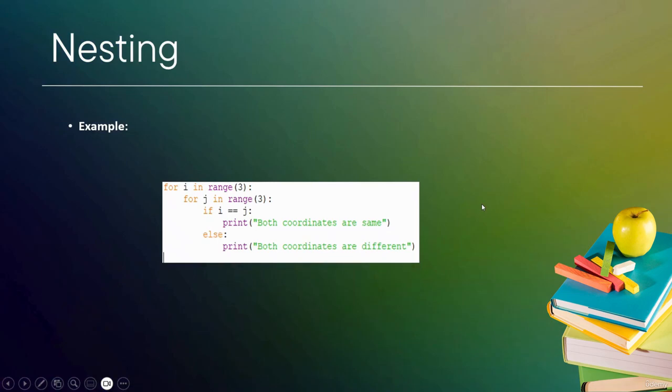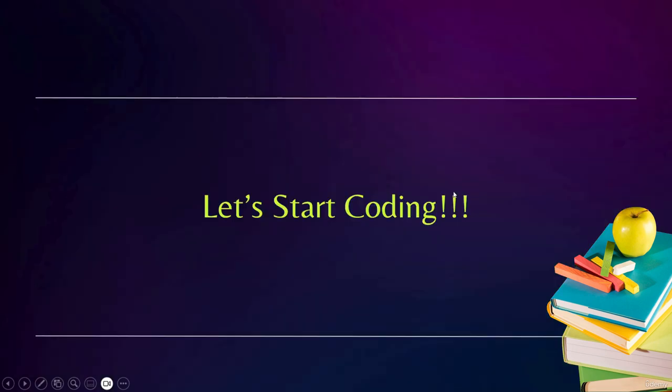So this is another example of nesting. We can use nesting of loops and a conditional statement, both of them. So we're using two loops and in the second loop we are using an if statement. We can also have a nested if in this one too. So we will have a look at some examples and try coding.